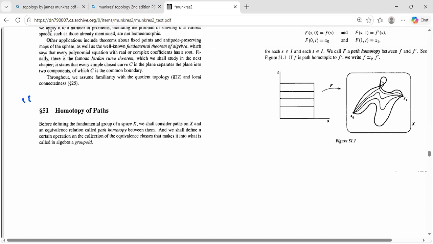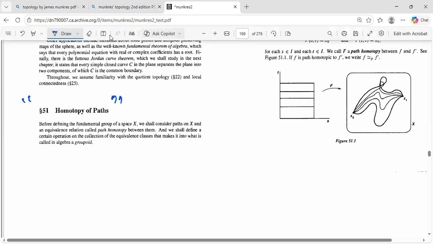Okay. So first of all, homotopy of paths. So let's read this paragraph about homotopy of paths.